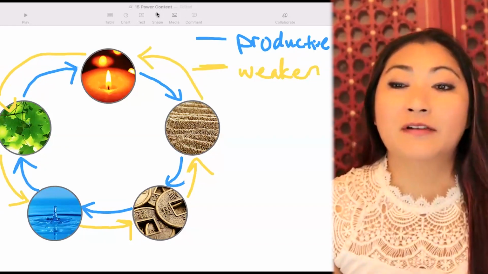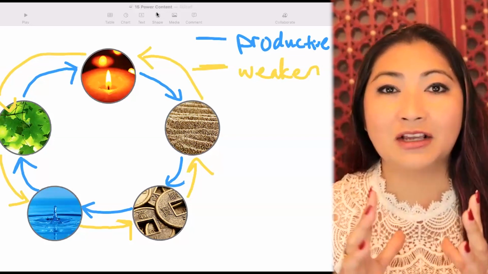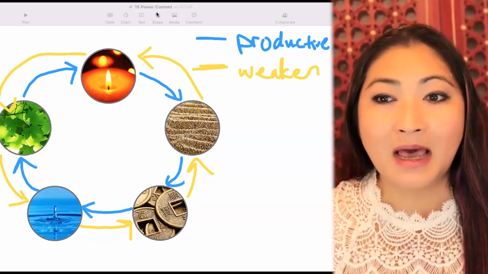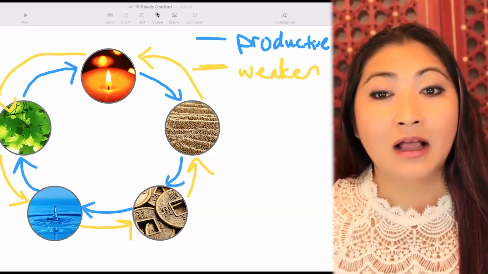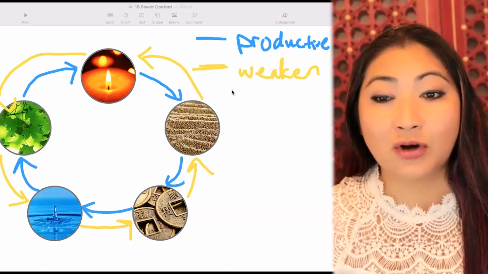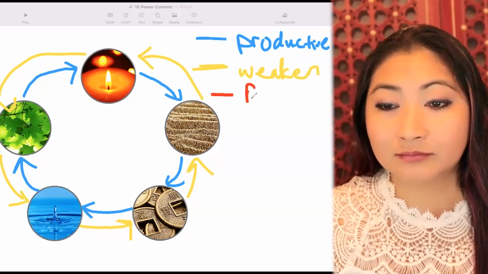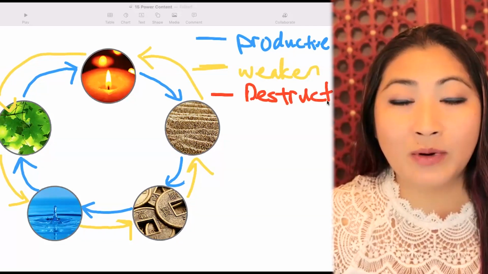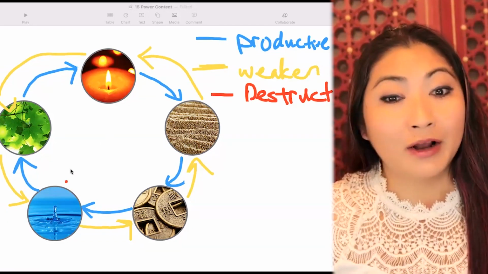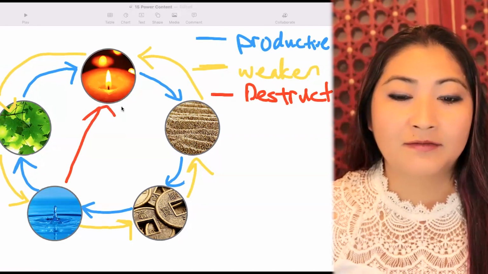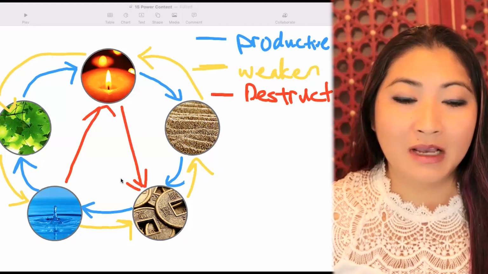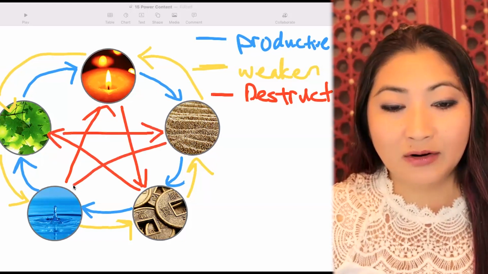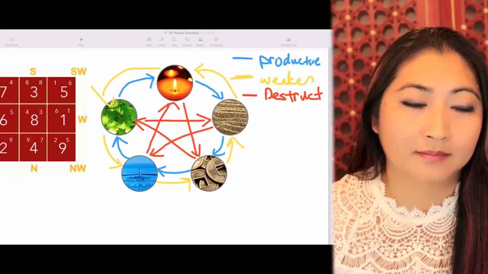In the practice of Flying Star Feng Shui, if there is an energy that you want to increase, then you use the productive cycle. If there is an energy that you want to minimize, then you use the weakening cycle. However, there is another cycle which is called the destructive cycle. And this is the one we try to get away from as much as possible. So water destroys fire, fire destroys metal, metal destroys wood, and wood destroys earth, and earth destroys water.